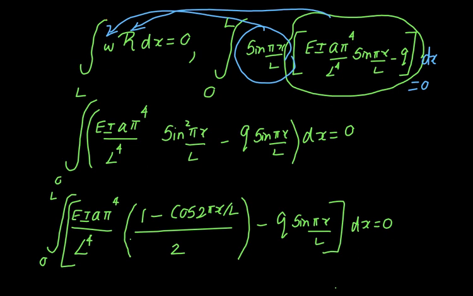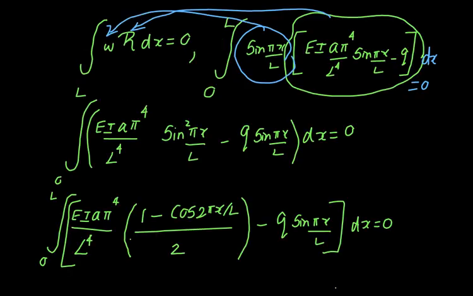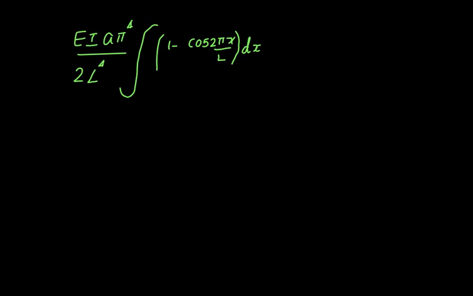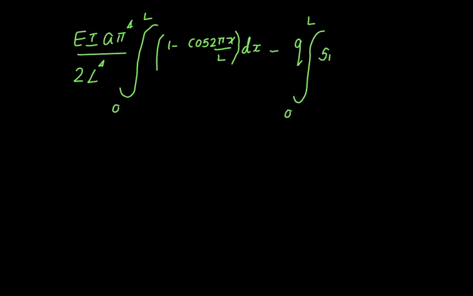Okay, here we go. 1 minus cos 2 pi x over L into dx, minus of, if q is a constant, I can just take it outside, integral over the limit 0 to L sine pi x over L into dx, that should be equal to 0.